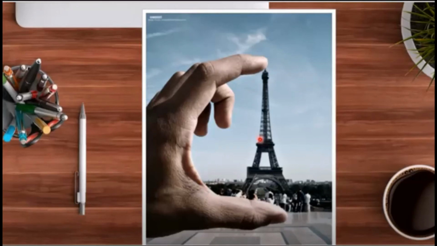For this example, this hand here and the tower are two different things. They are not related to each other, but with this photo, it shows a relationship because it looks like the hand here is holding the tower, so that is proportion.